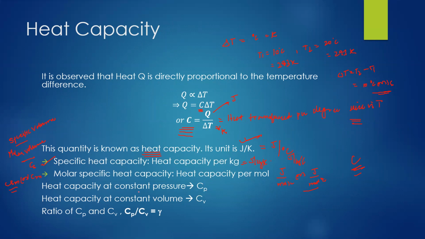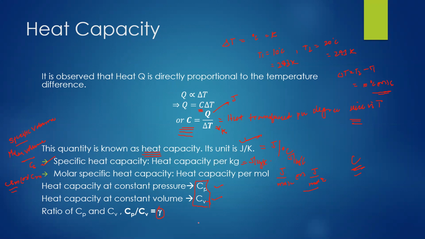Then heat capacity at constant pressure is denoted by CP, and heat capacity at constant volume is denoted by CV. CP and CV. And the ratio of these two, that is heat capacity at constant pressure upon heat capacity at constant volume, is given by gamma. So gamma is a property of various gases.